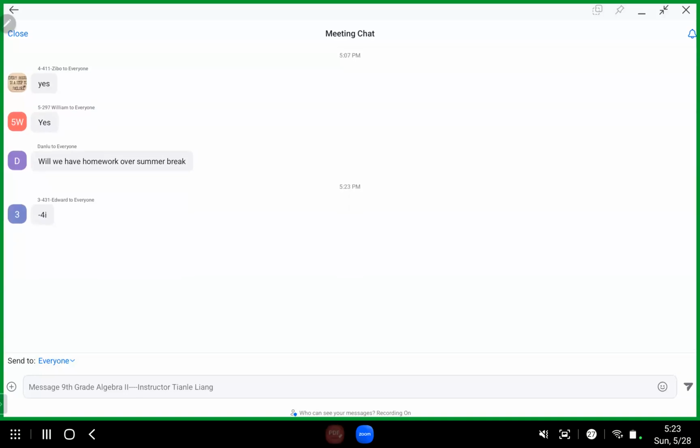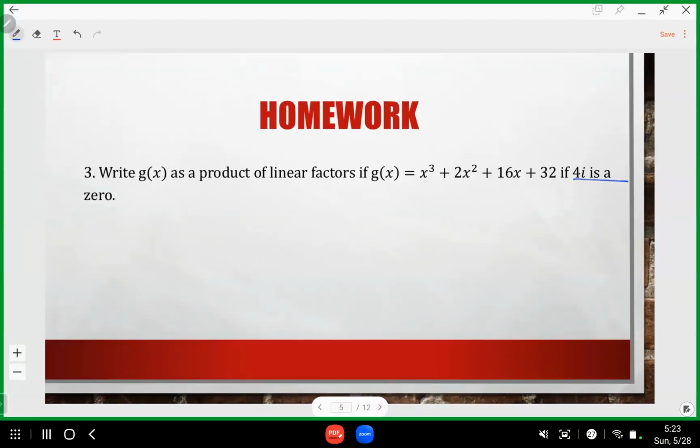Negative 4i. Very good, Edward. So you remembered this is the conjugate pair theorem, which states if 4i is a 0, negative 4i is also 0. Okay, so let's just do this with synthetic division. Edward, I'm going to have you help me again on synthetic division. You did very well last time. Okay, how do I do this?